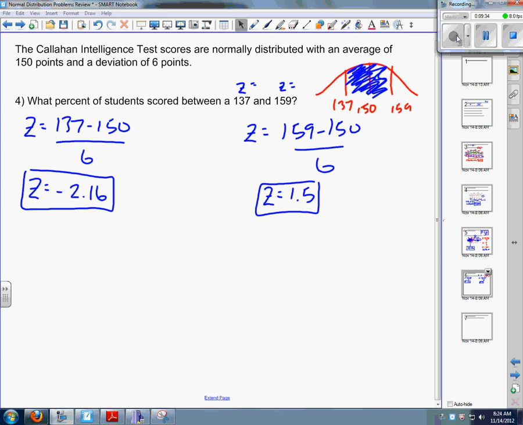Okay, so I've found my two z-scores. One's positive, one's negative, and I also drew a little picture up here. It doesn't have to be perfectly to scale, just approximate. So I threw the average in, 137 is less, 159 is more. So I'm looking for this area in here. That'll help us confirm that this z-score should be negative, it's below average, and this z-score should be positive, it's above average. So now we go to the table and we find these two z-scores.